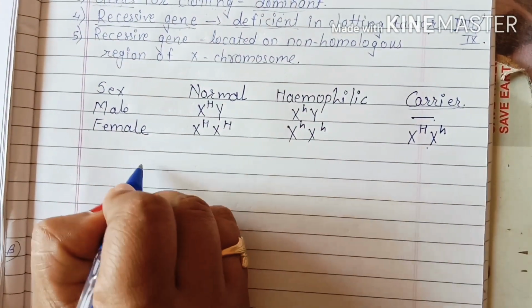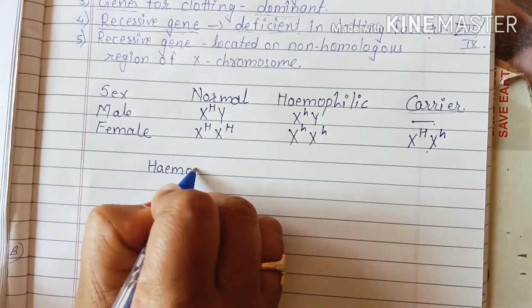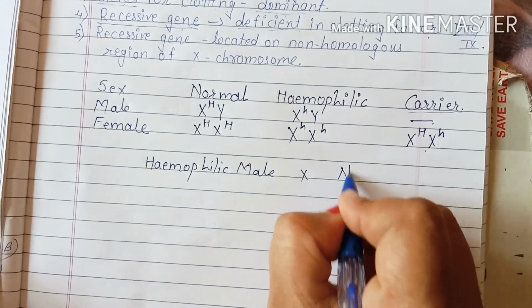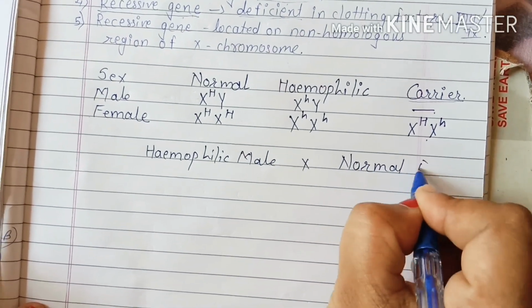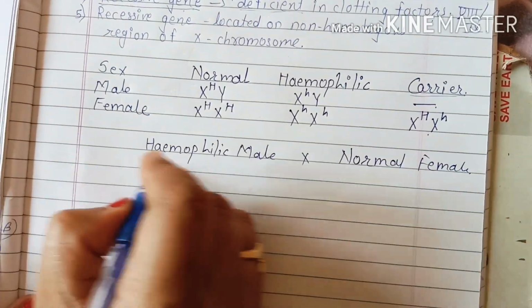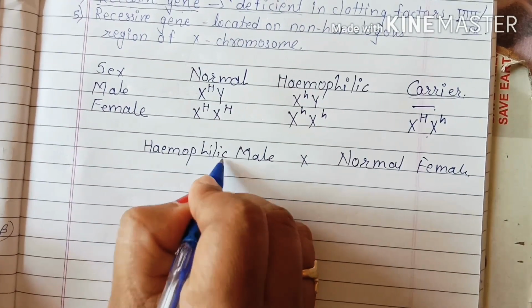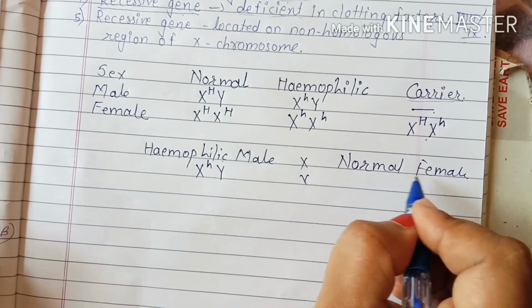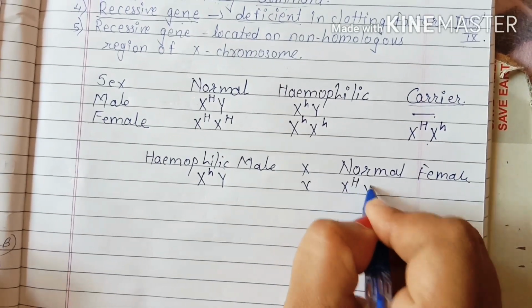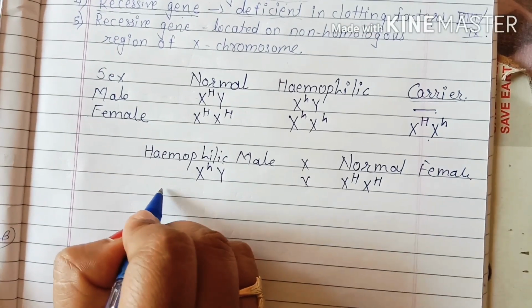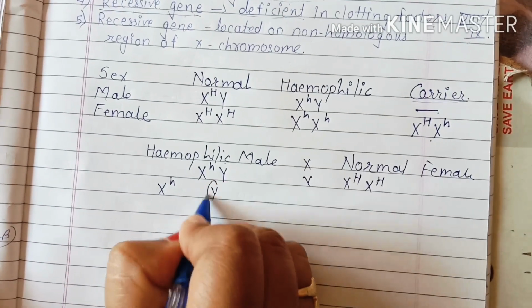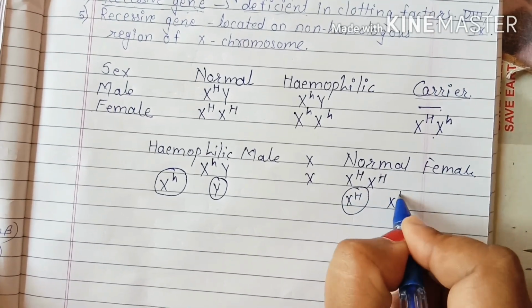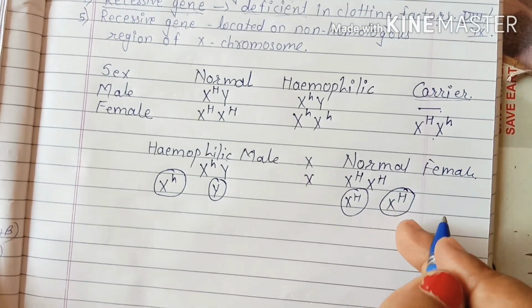Now here I am going to cross a hemophilic male with a normal female. So what is the genotype? Hemophilic male, X small h Y, crossed with normal female, X capital H, X capital H. The gametes are X small h and Y, and here the gametes are X capital H and X capital H, as the female is normal.